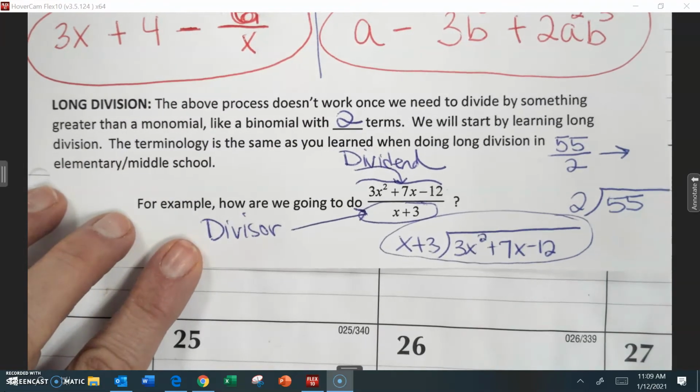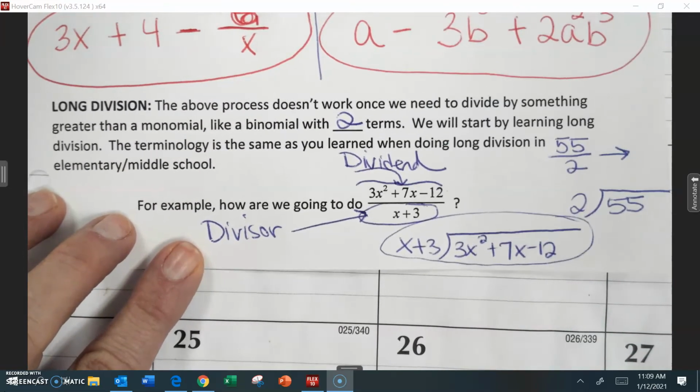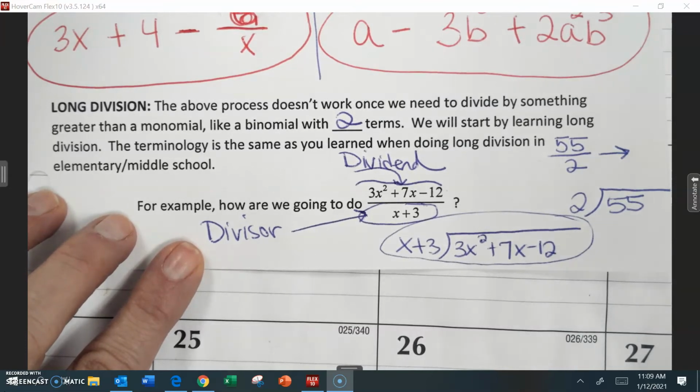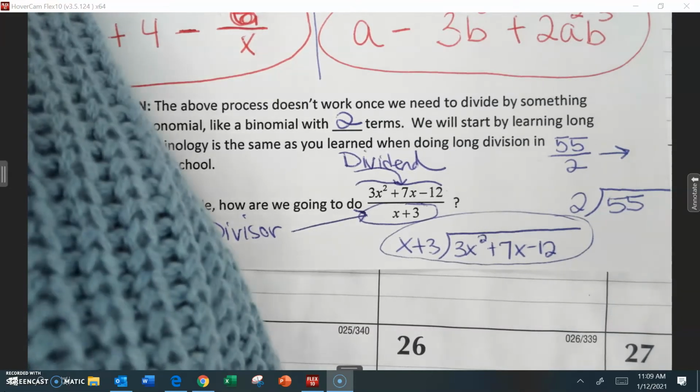Oh, there we go. It worked. I just said focus, and it did. So that bottom part's the divisor, and we'll review that, okay?